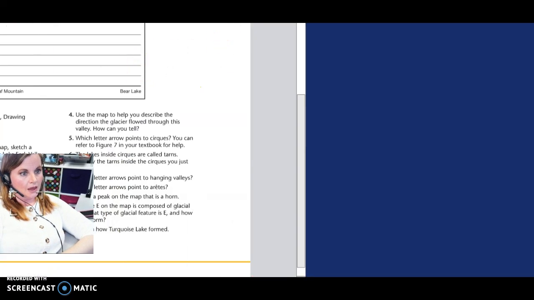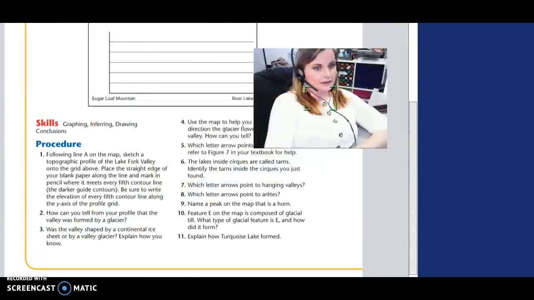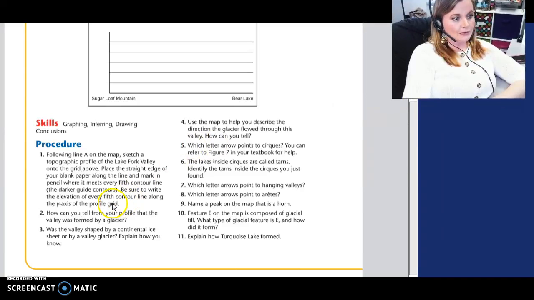Okay. So then it says, how can you tell from your profile the valley was formed by a glacier? Remember that the distinction between a valley formed by a glacier and a valley formed by a river is that a glacial valley will be U-shaped, kind of a curve, and a river valley is going to be V-shaped, very sharp.